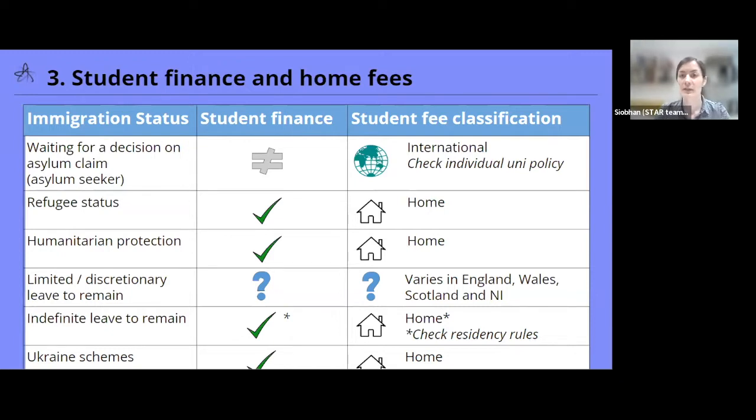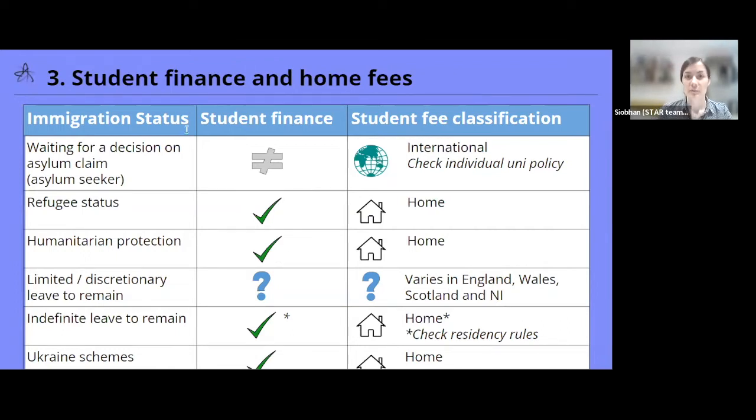This is a loan that you only need to repay after you have graduated and you're earning a certain amount of money. But the rules around who is eligible for a student loan can be quite complicated. And I've combined it here with student fee classification because they often align. So people who find that they are eligible for a student loan are usually also eligible for home fee status. That means you're paying the same amount of fees as a British citizen would pay. If you aren't eligible for home fee status, you may be expected to pay international fees, which is a higher rate.